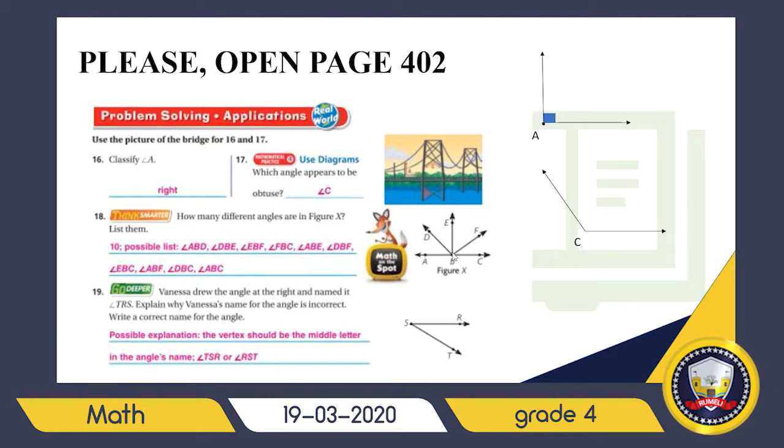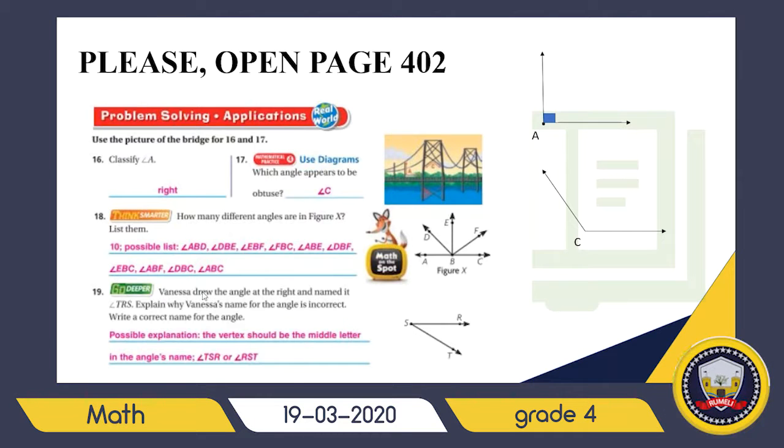angle EBC. Good job. Right now let's skip two rays. So I can say angle ABF, another angle, or angle DBC. And there is one more angle. This time I'll skip three of the rays and I'll find a straight line here, straight angle, angle ABC. So in total, how many different angles did we count? We counted 10 different angles.